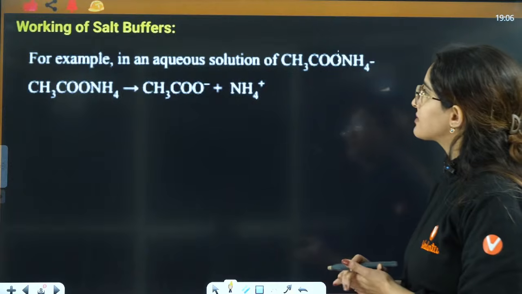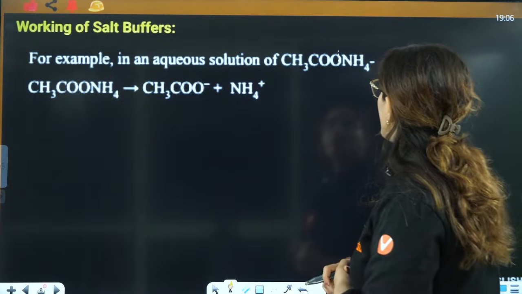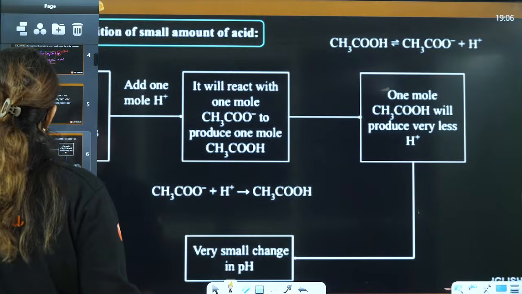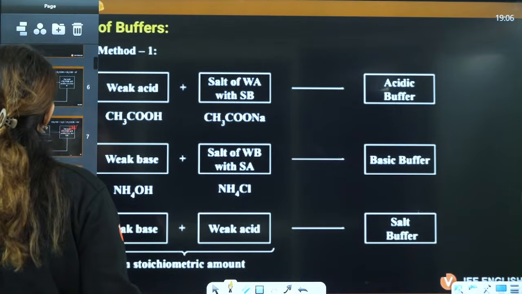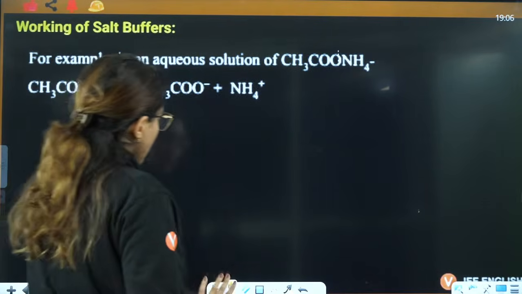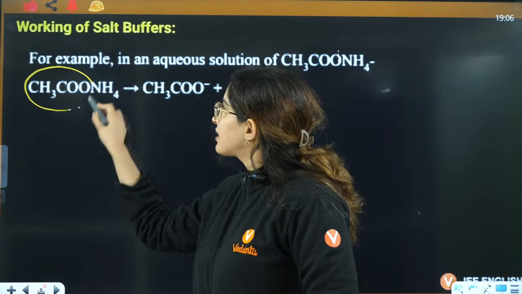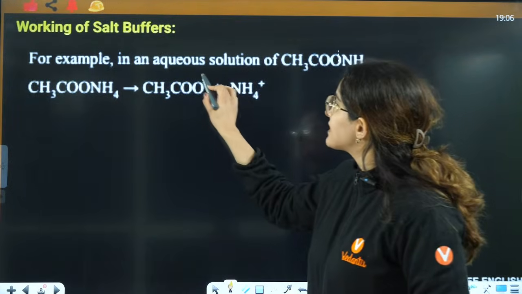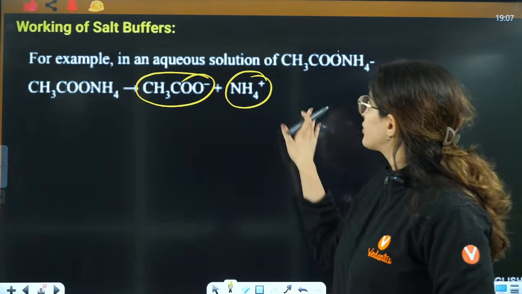Achha, this is the next example in an aqueous solution of CH3COONH4. This is the salt buffer, na? Yes, I think this is the salt buffer. Let's see the salt buffer. If you see the salt buffer, that is CH3COO negative, NH4 positive, right? It will give CH3COO negative and NH4 positive because it's a salt, it is going to dissociate.